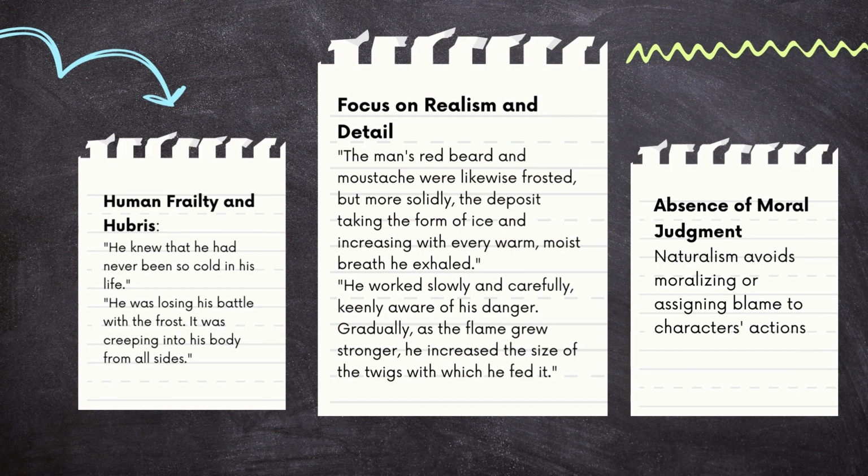The story explored the limitation of the individual in the face of nature's power. The man's arrogance and overconfidence lead him to ignore warnings and venture out alone in extreme weather conditions. This hubris ultimately led to his downfall as he underestimated the dangers and his ability to withstand the cold. Jack London here wrote in the story, he knew that he had never been so cold in his life. The man's realization of his vulnerability in the face of the cold.